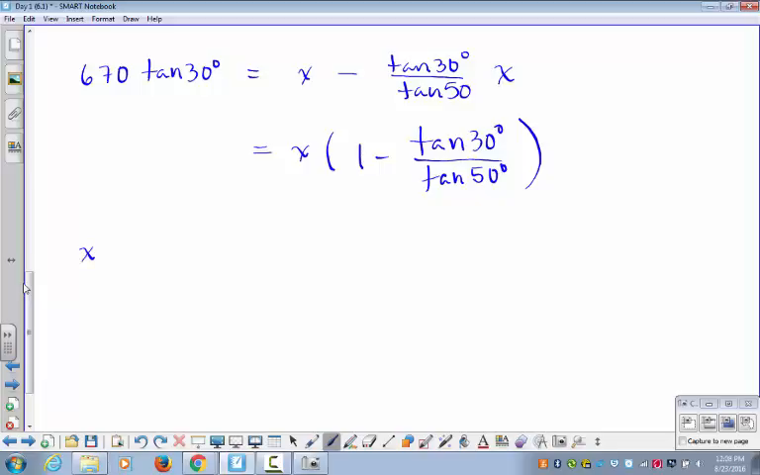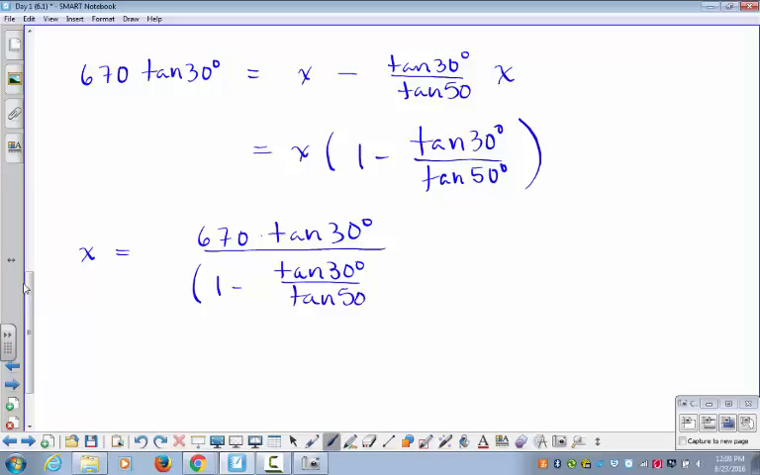So this tells us that x is equal to the following: 670 multiplied by tangent of 30, all divided by this. And our final task is to make sure you are capable on your handheld device to type that in and not blow it.